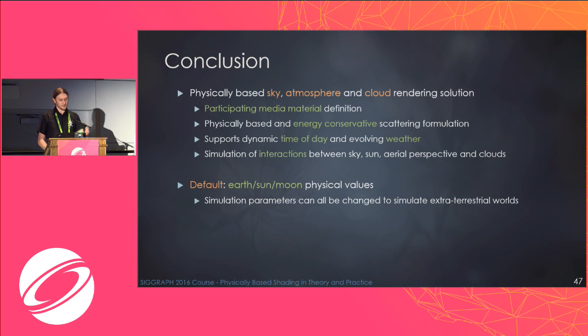By default in Frostbite, when artists use that system the first time, they will get the Earth, Sun, and Moon physical values, and then it can be changed. All the physically based participating media parameters can be changed to match any extraterrestrial world they would like to.